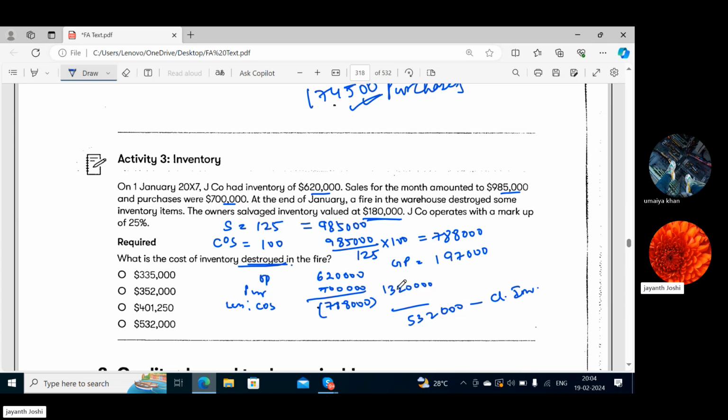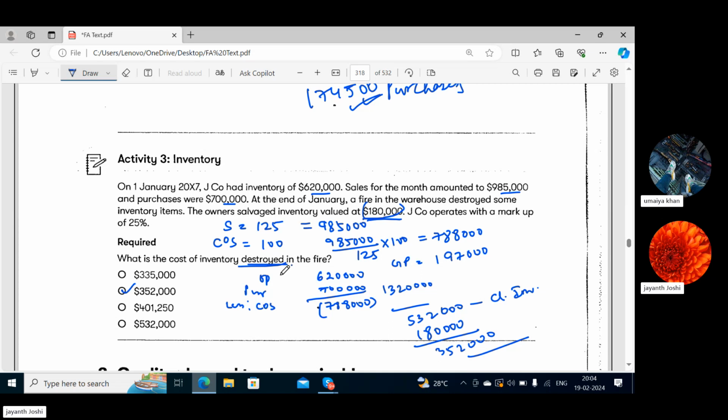But actually it is how much? 180,000. So the difference amount is the destroyed inventory by fire. The difference amount is 352,000. B is the correct answer.